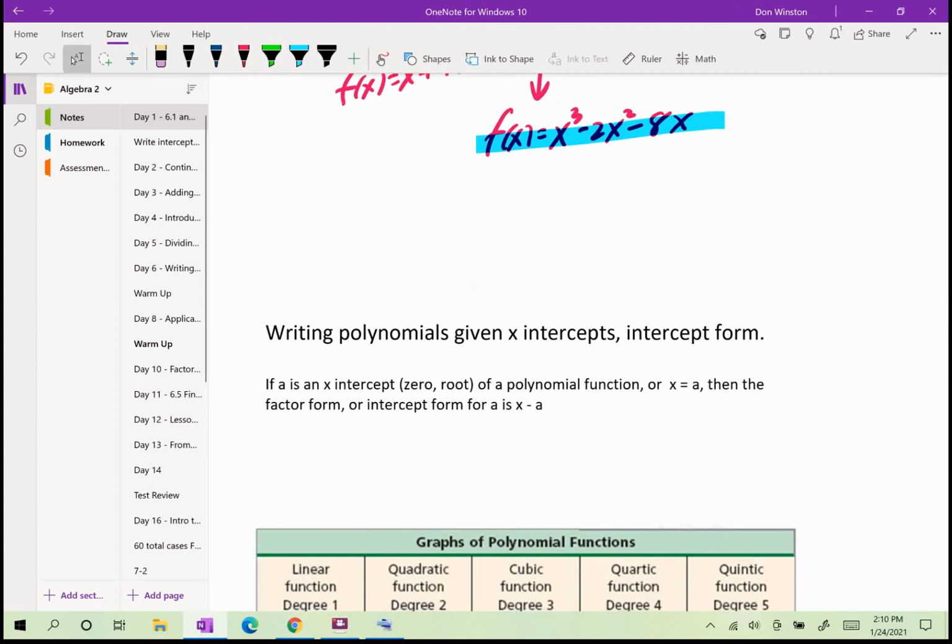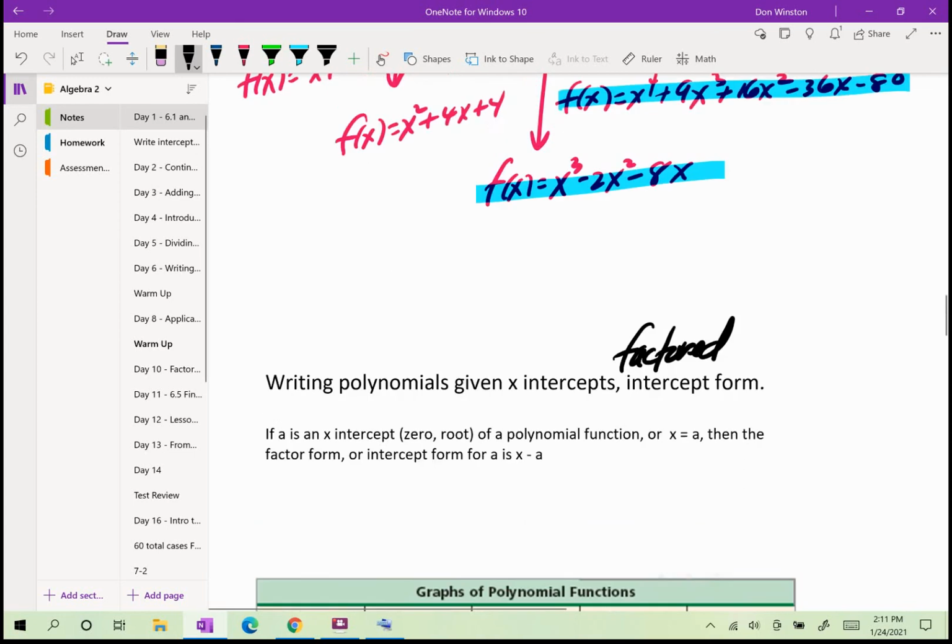Now we're going to look at writing polynomials given the x-intercepts. We're going to write it in intercept form. Factored form, I guess, is probably the better way to say that. Intercept form or factored form. If a is an x-intercept, zero, or root of a polynomial where x is equal to a, then the factor form or intercept form for a is x minus a.